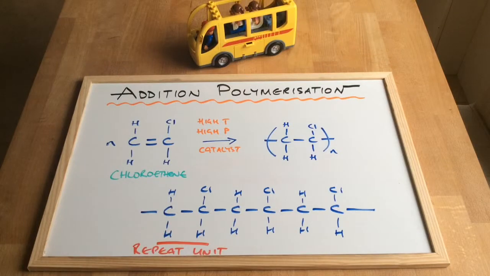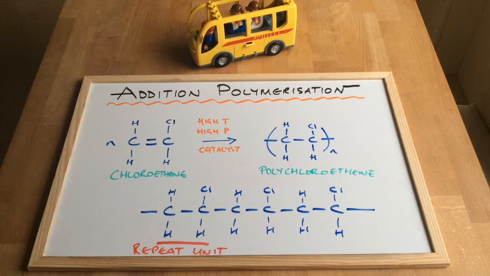And we'll just look at how to name them now. So the monomer for this one is called chloroethene, and the polymer is simply known as polychloroethene. So all you do is put the word poly in front of the monomer to make the polymer name. So chloroethene becomes polychloroethene. And just be careful when you're naming the polymer.